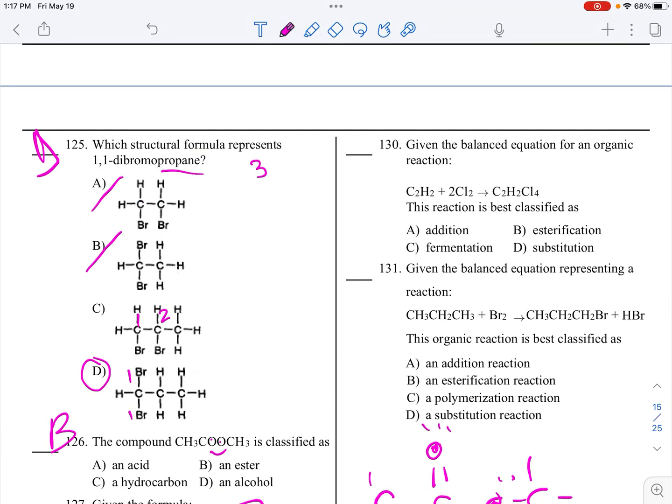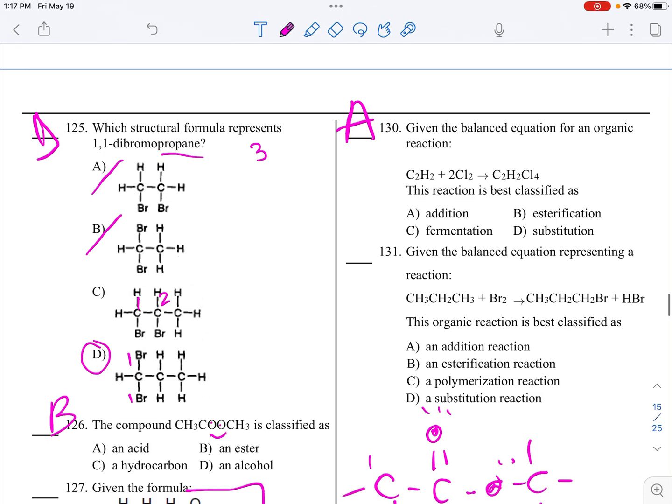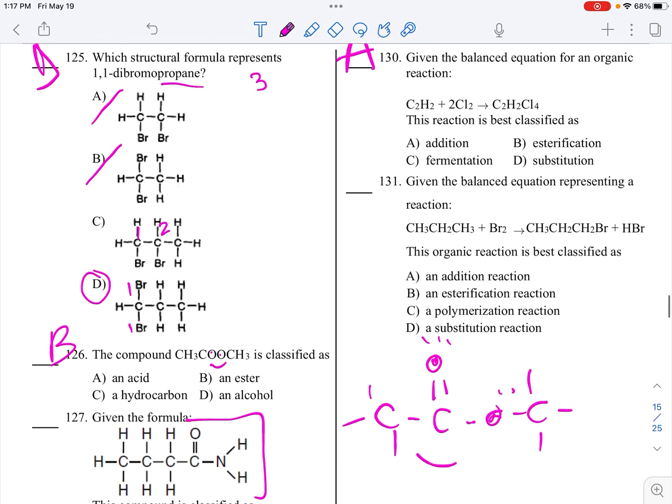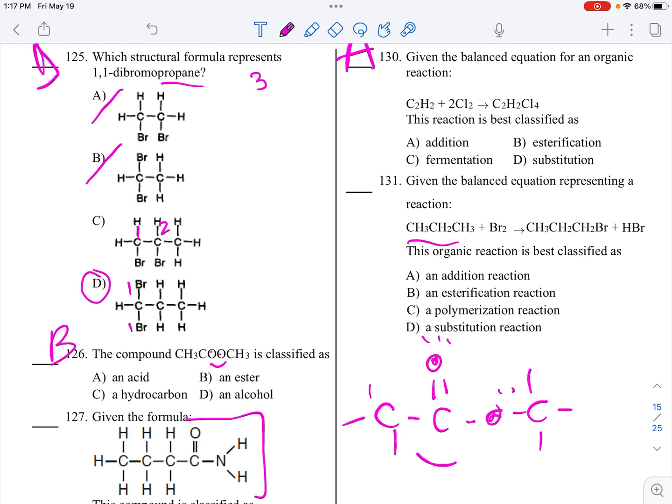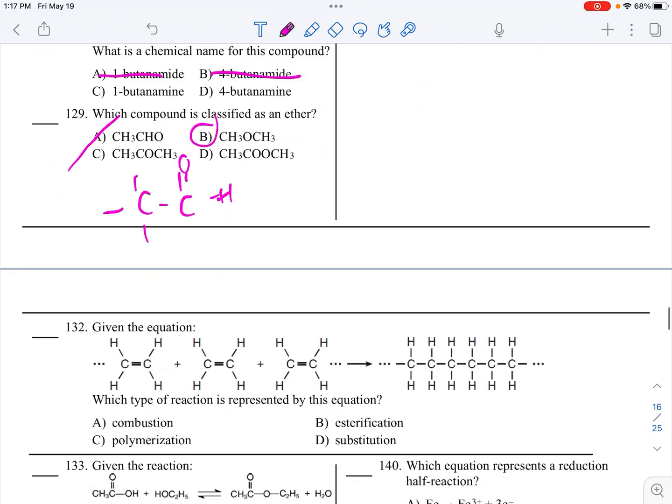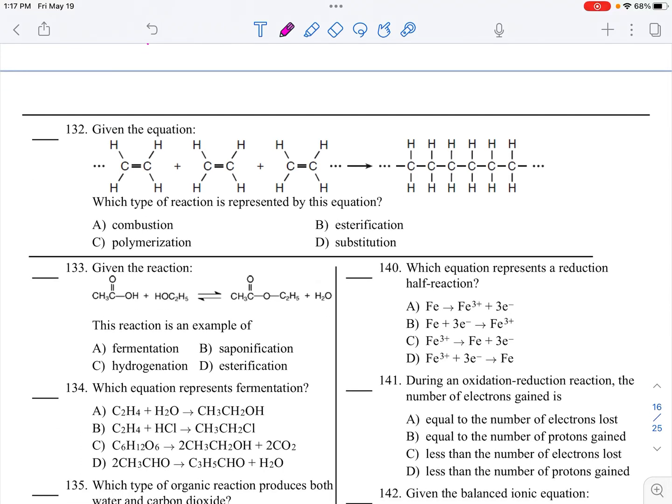What is going on here in 130? Looks like we are adding them together, breaking the multiple bond, finding extra spots. In 131, we have an organic compound and then a bromine, and then it looks like one of the bromines jumped in and one of the H's came out. So that means it is a substitution reaction. Substitution. That's important. That means it's going to keep on going.